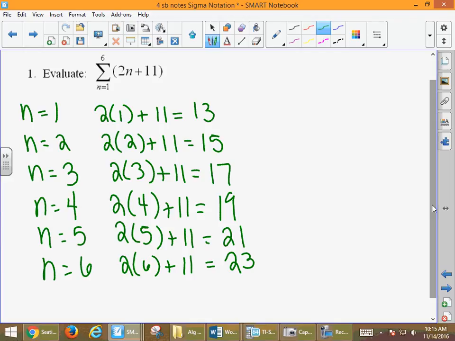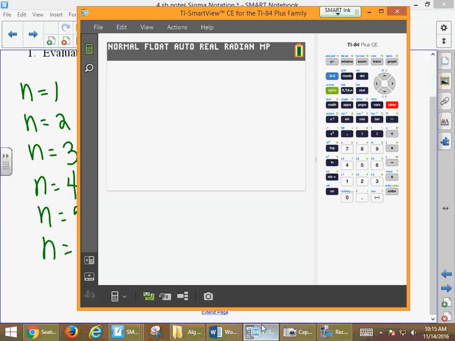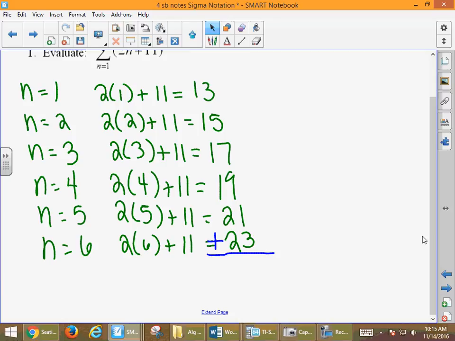So we can find the values in our sequence. If we add them all together, then what we're talking about is the series. And that's what that symbol means. So if we take our calculators and we add 13 plus 15 plus 17 plus 19 plus 21 plus 23, we get our value of the sum of this particular sequence or series, which is 108.